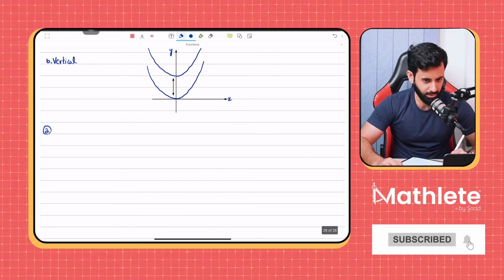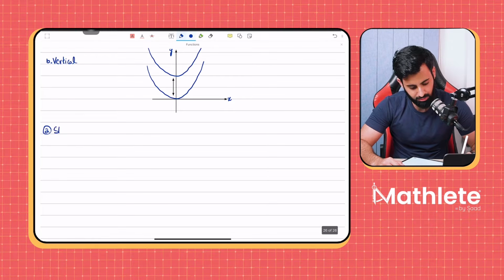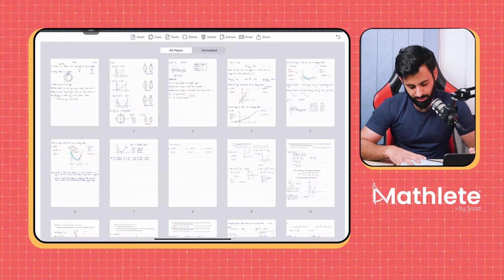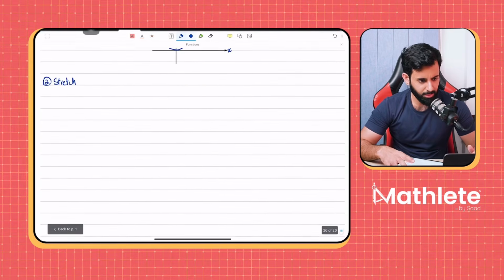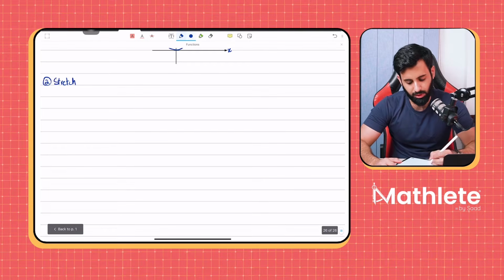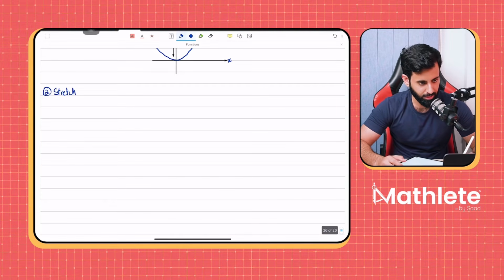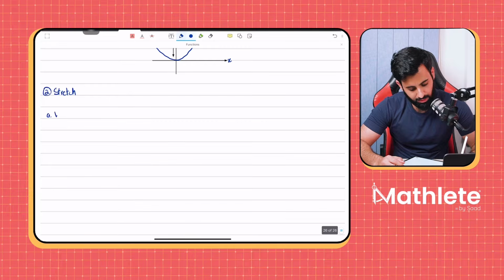Then you have something called stretch. Literally what we do is we stretch the function. Stretch also can be broken down into two. You have your vertical stretch.